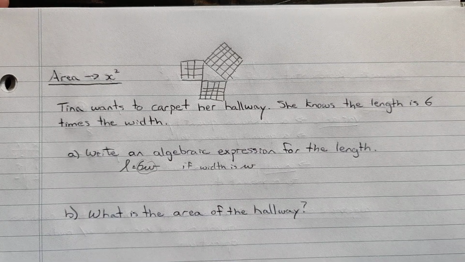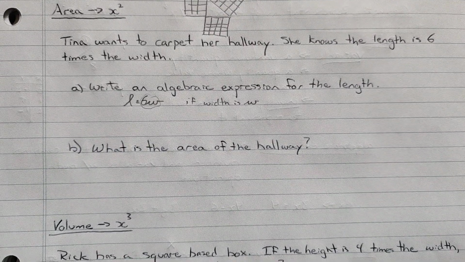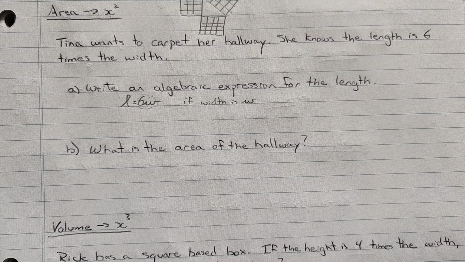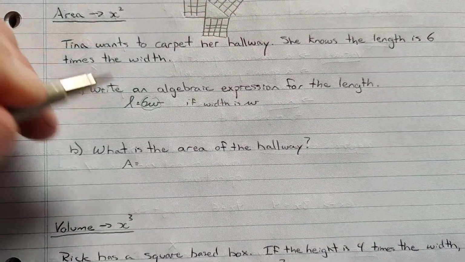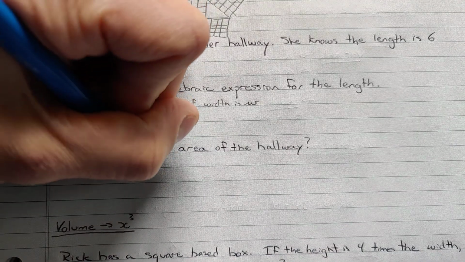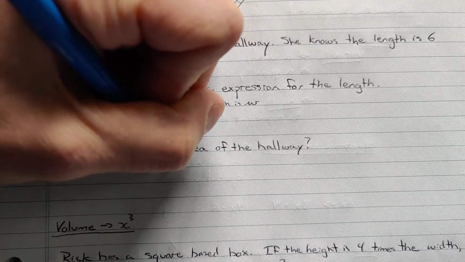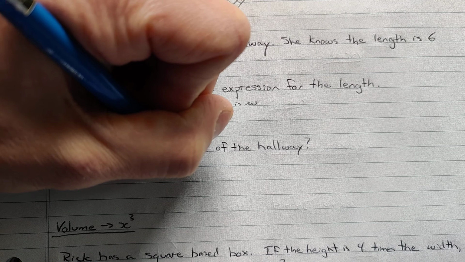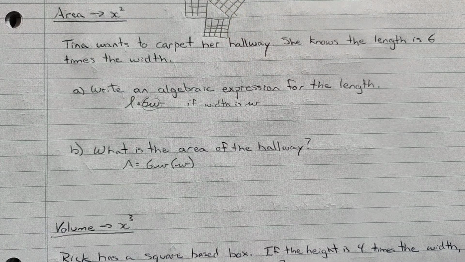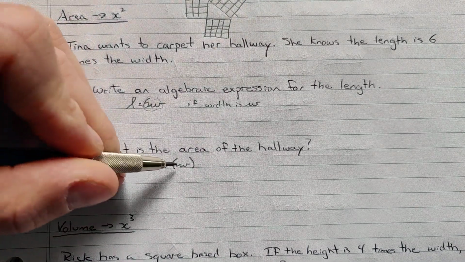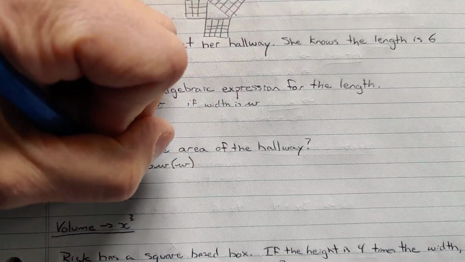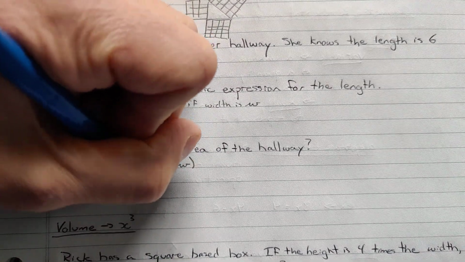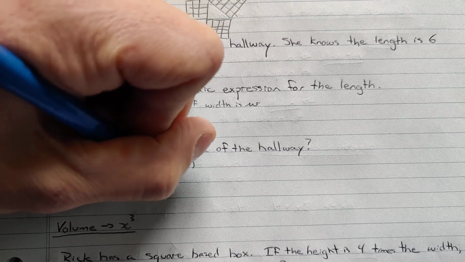So now we want to know what the area of the hallway is. So area is length times width. So the area of her hallway, area equals the length, 6W, times the width, which is W. Well, here we have 6 times W times W. What's W times W? W times W is W squared. So 6W squared.